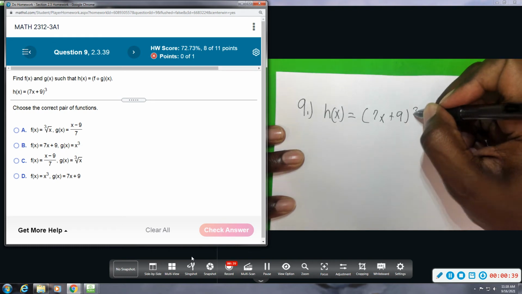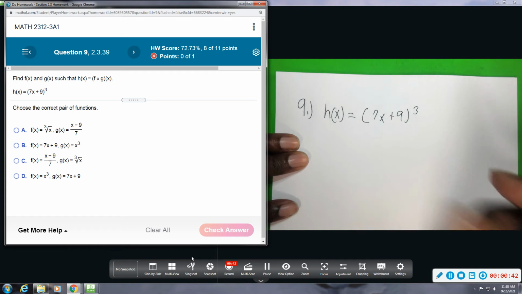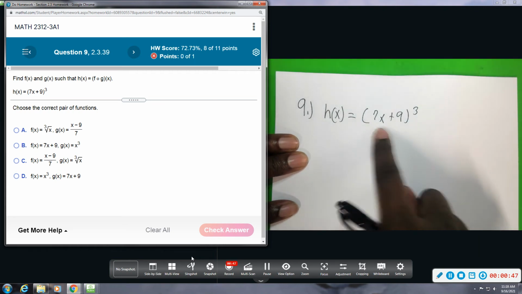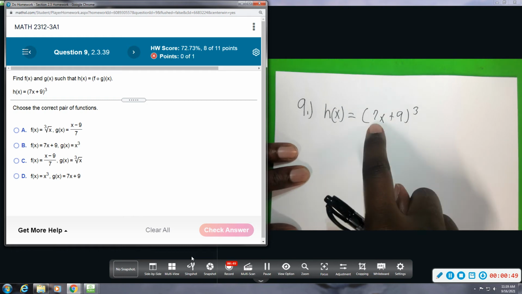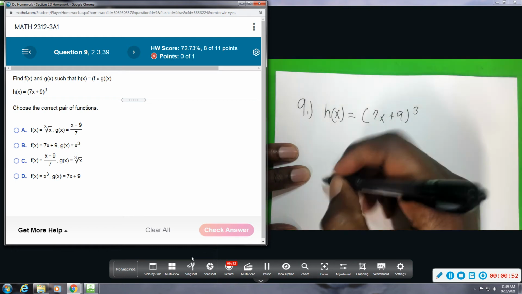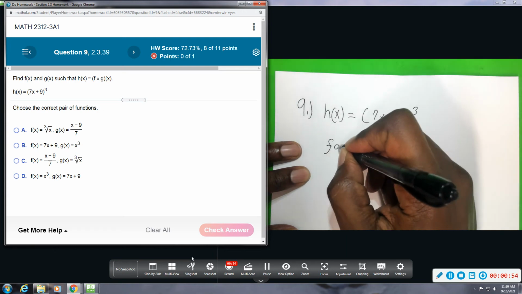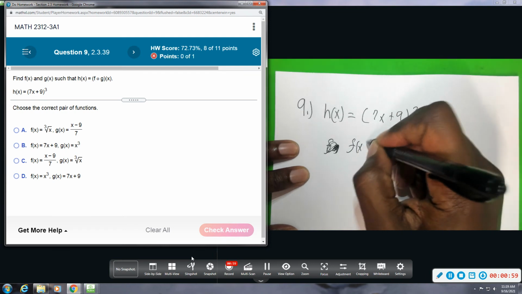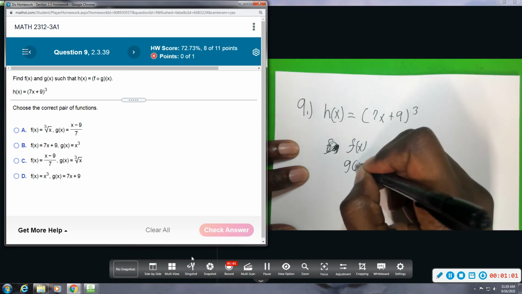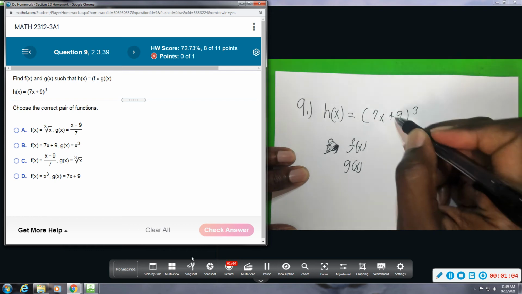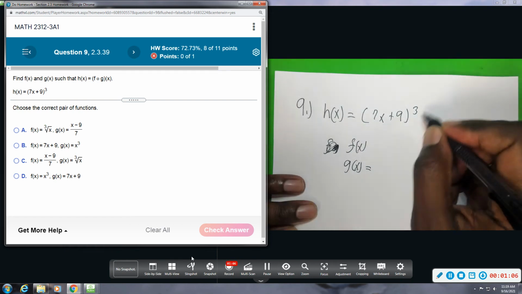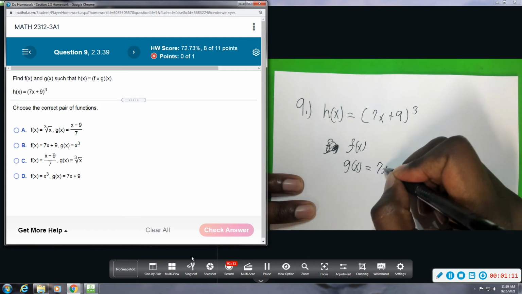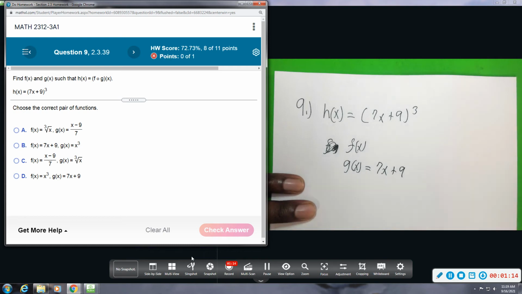What I think about is if I have some kind of a grouping symbol, I take that to be my outer function and this is my inner. So I take whatever's inside and let that be, let me just say, f of x and g of x. Whatever's inside of the grouping symbol, I let that be my g of x. I let that be what was plugged in because it's inside. So 7x plus 9, that will be my inside.